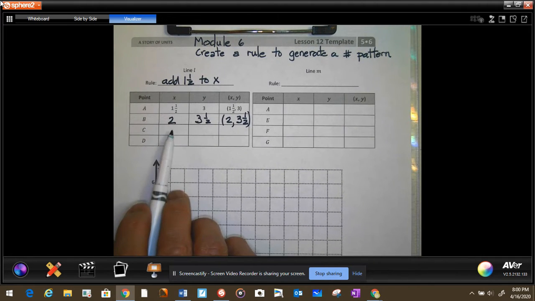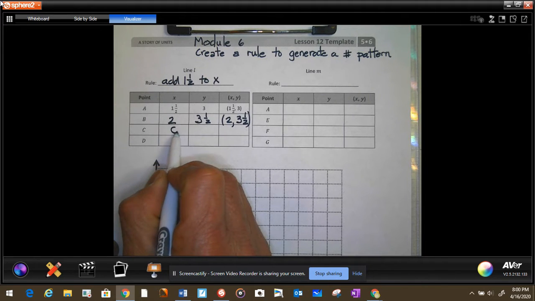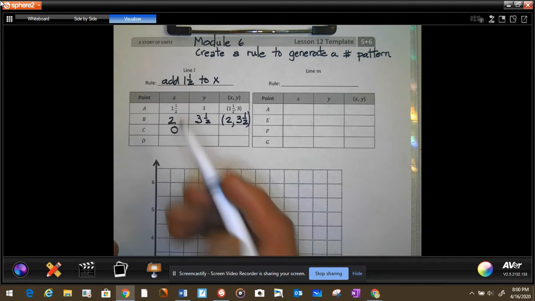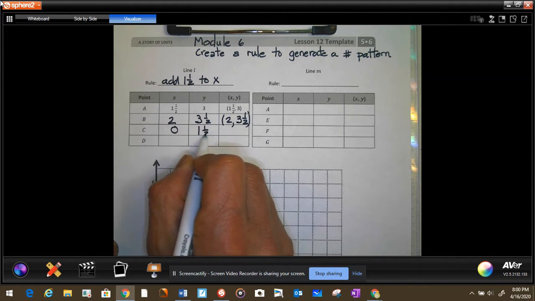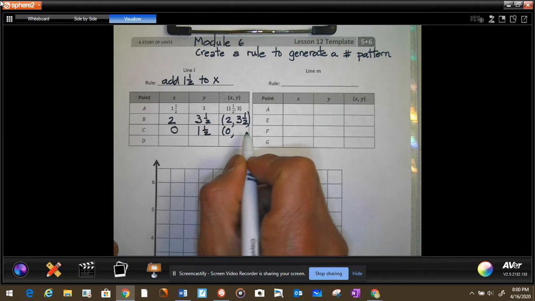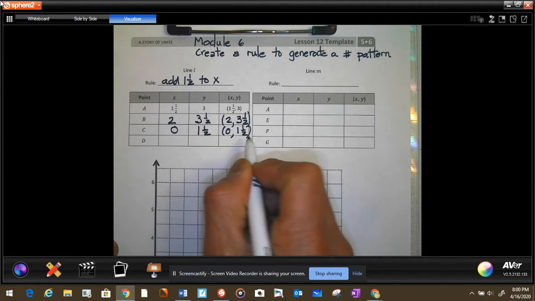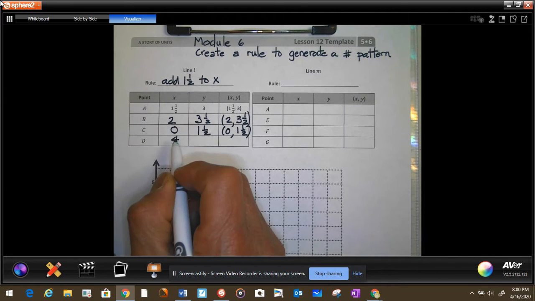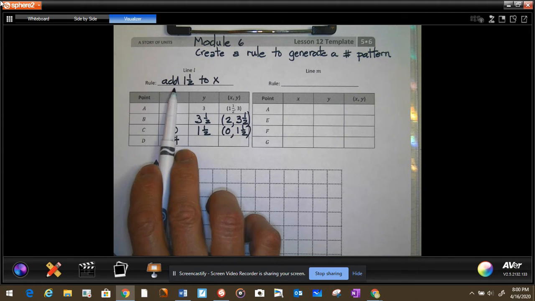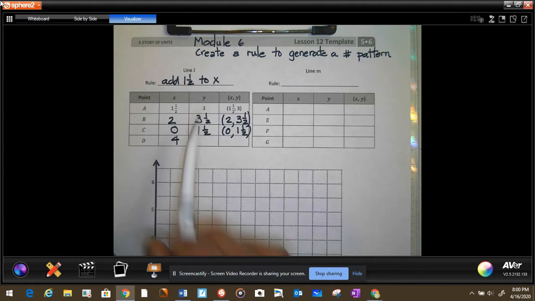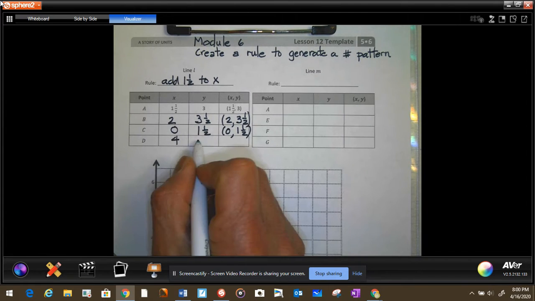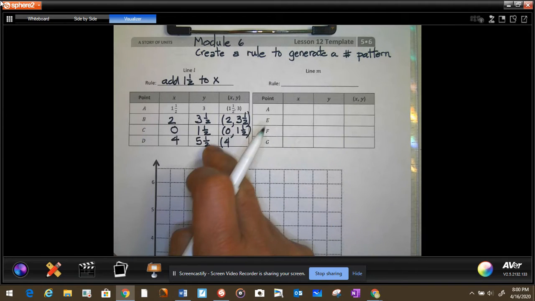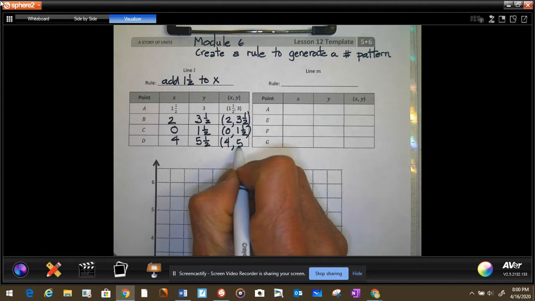Now let's see, what if the point C was 0? Well, again, we're going to add 1 and one half to 0. So y is going to be 1 and one half. And here is our point, 0 and 1 and one half. Our next one, point D, let's make it 4. If the rule is add 1 and one half to x, then we add 1 and one half to 4, and that's going to make y 5 and one half. So we found y for all of these coordinate pairs. And let me write it here.